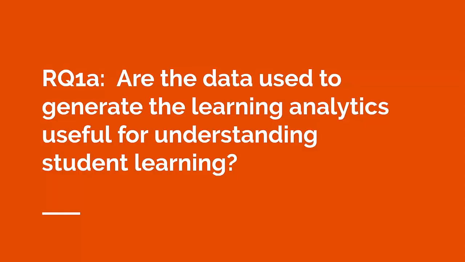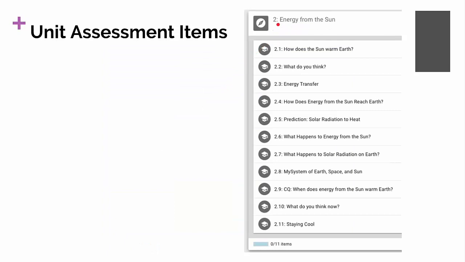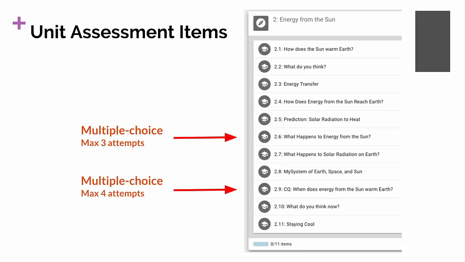So we set out to answer the question, are the data used to generate the learning analytics, i.e. the data from the multiple number of attempts or MNA feature, useful for understanding student learning? To address this question, we evaluated the log data and student work associated with 479 students across 5 teachers, all located within 1 school, and we generated a logistic regression model. For the logistic regression model, we chose just 2 of those 7 multiple choice items, and then also an open response item from the unit. We chose these items because they address the same concept of the sun's warming effect.